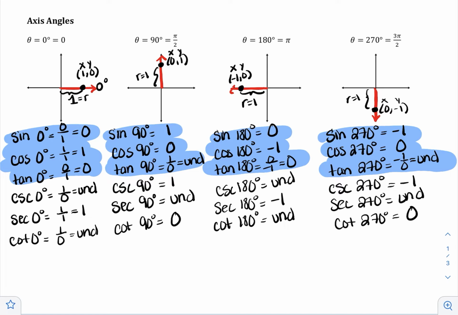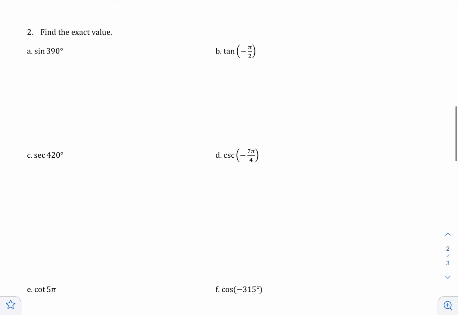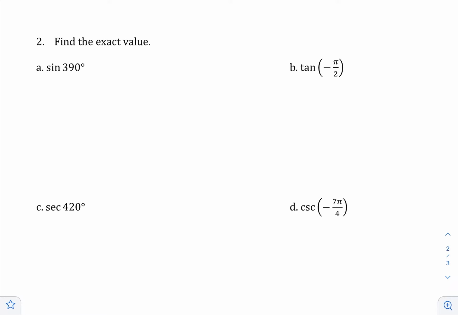For 30, 45, and 60, you draw triangles. Okay, so we want to find the exact value. Well, here's our favorite kind of instruction: we want to evaluate, we want to get a numerical value. So we want to evaluate the sine of 390. Now, 390 degrees is too big because it's bigger than 360. So what we're going to do is find the coterminal angle. So we're going to subtract 360 degrees from it. Coterminal.